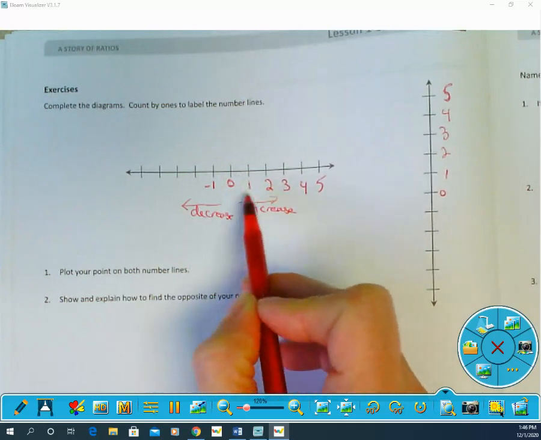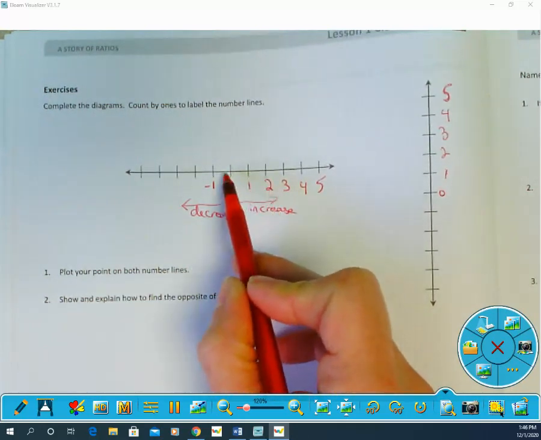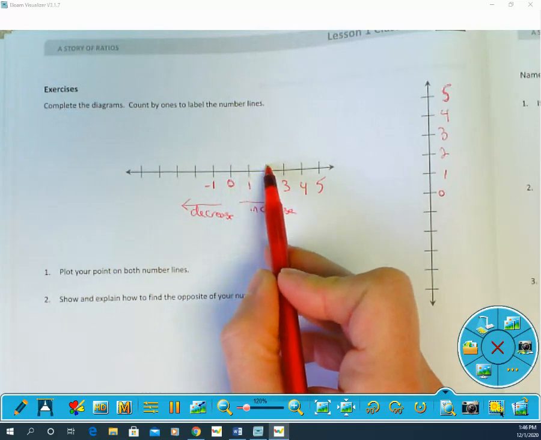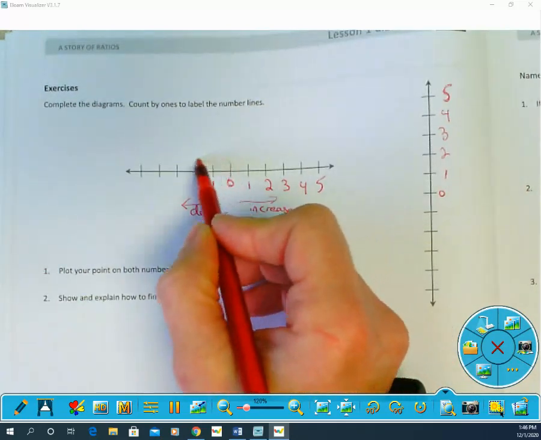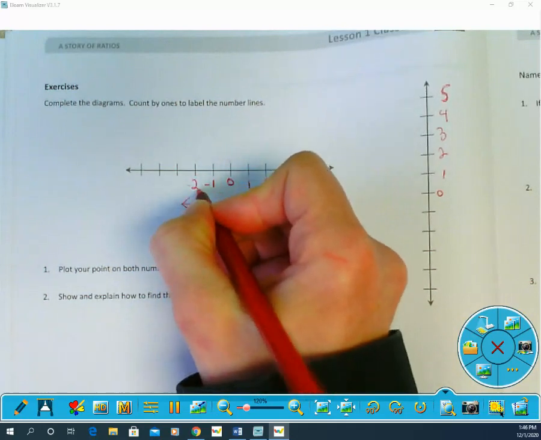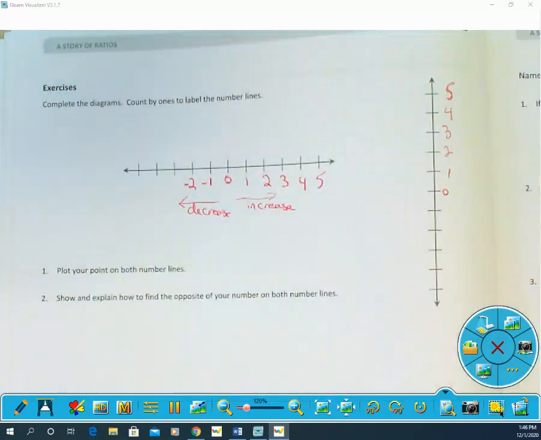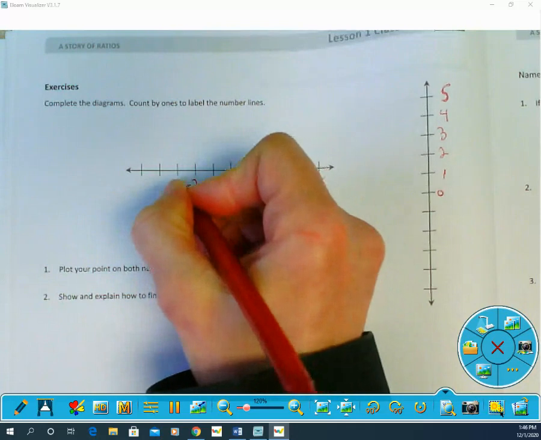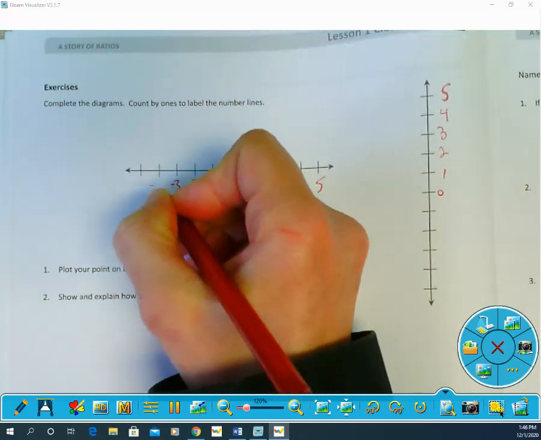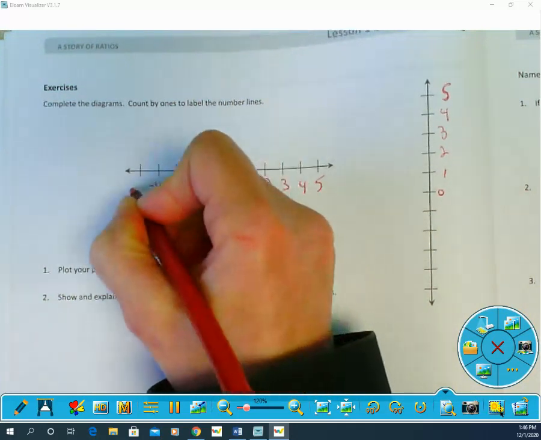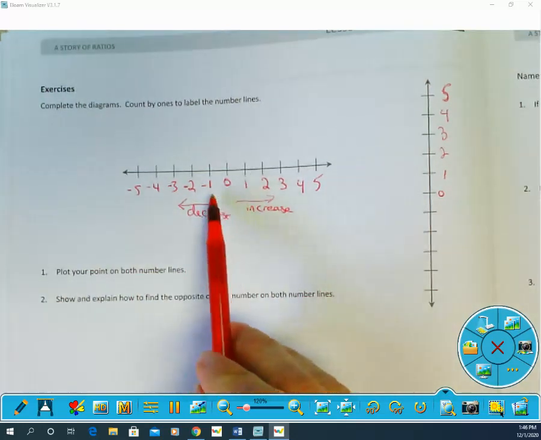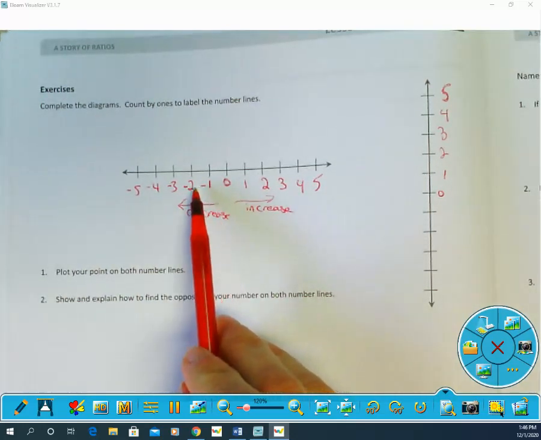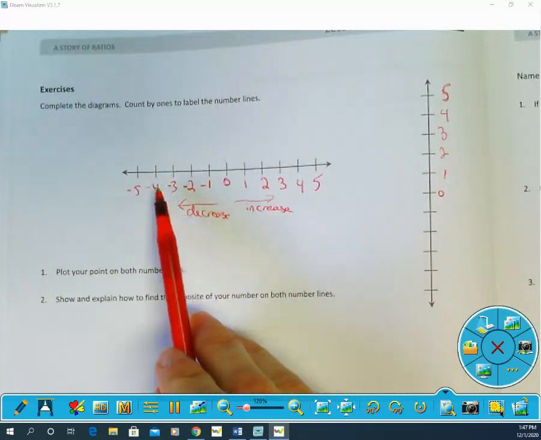Now, when I have 2 over here, I have 2 intervals to the right of 0. I'm going to have 2 intervals to the left of 0, and that's going to be a -2. So I'm going to finish numbering my number line. And the values decrease. So you see how I started with -1, and then to the left it goes -2, then to the left it goes -3, then -4.